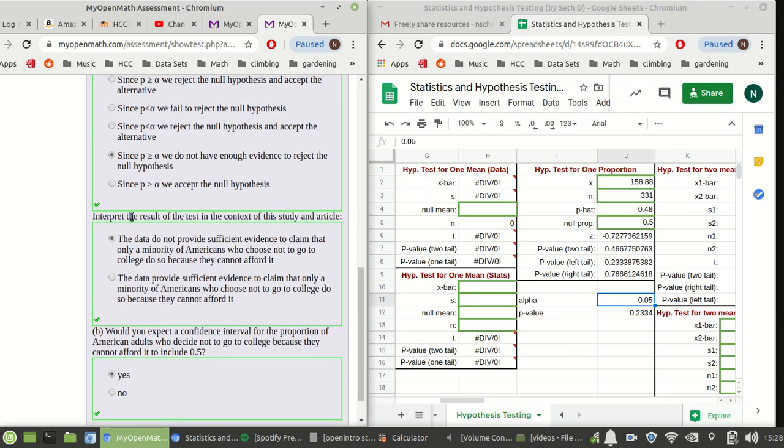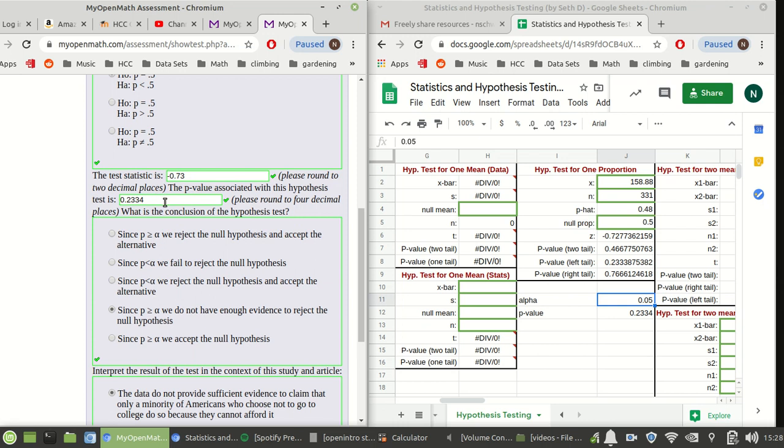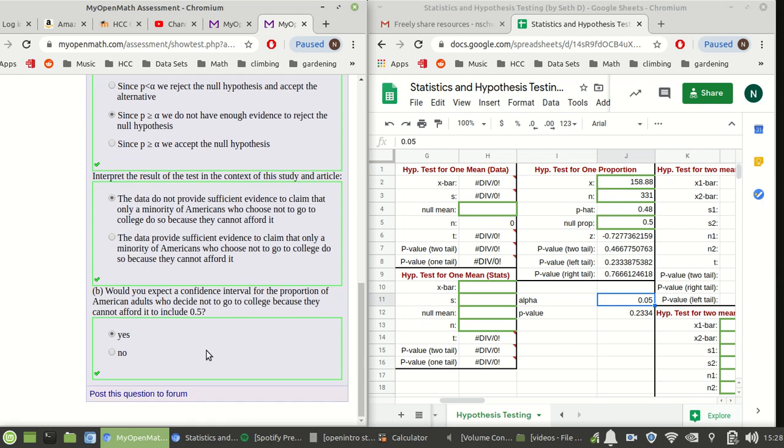Anyway, it says interpret the results of the test in the context of the study. The data do not provide sufficient evidence to claim that only a minority of Americans who choose not to go to college do so because they cannot afford it. And then it asks, would you expect a confidence interval for the proportion of American adults to include 0.05? Yes, we would, because if it didn't include 0.05, this would be a much, much smaller p-value. It would be smaller than alpha anyway, smaller than 0.05.